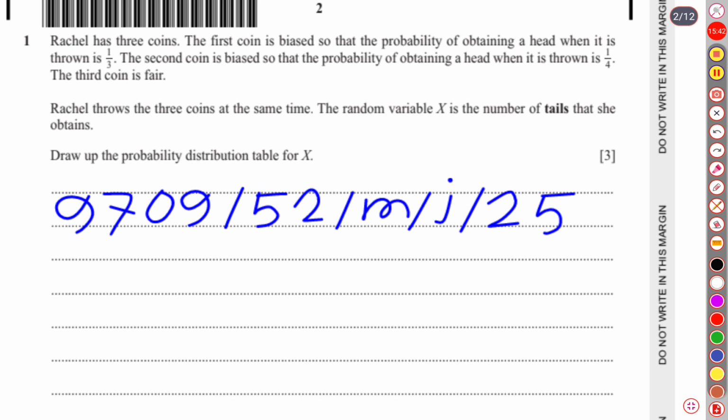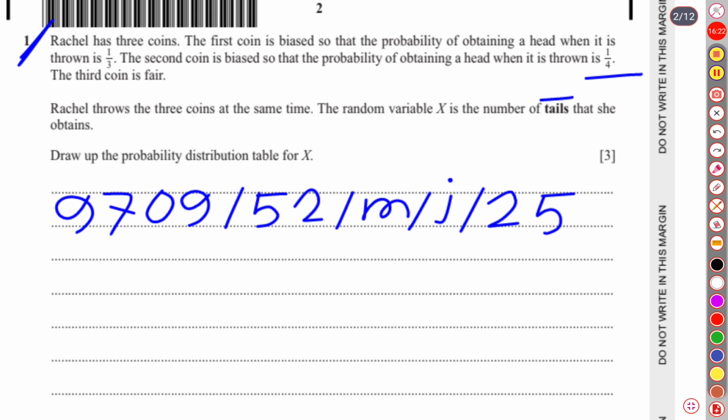The next question has been chosen from paper 52. This is the first question of the paper. Rachel has 3 coins. The first coin is biased so that the probability of obtaining a head when it is thrown is 1/3. The second coin is also biased so that the probability of obtaining a head is 1/4. The third coin is fair. Rachel throws the 3 coins at the same time. The random variable x is the number of tails that she obtains. It is all about tails. Draw up the probability distribution table for x.